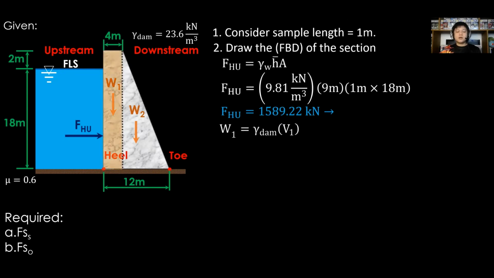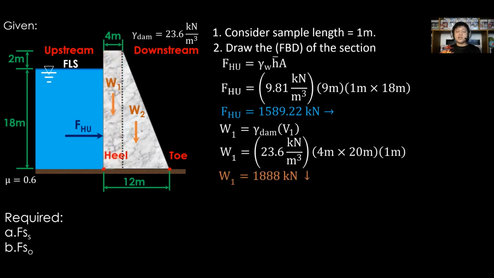Next, for W1. W1 is equal to the gamma of the dam material times volume 1. Substitute gamma of the dam material as 23.6 kilonewtons per cubic meter. For volume, the area of the rectangle section is 4 meters by 20 meters. Then multiply to sample length of the dam, 1 meter. Therefore, W1 is 1,888 kilonewtons downward.